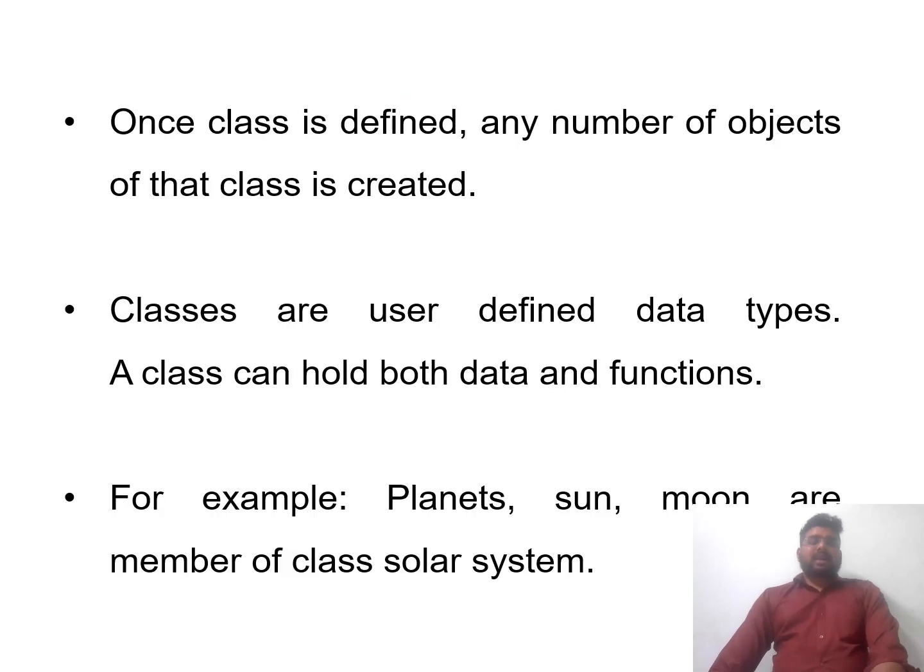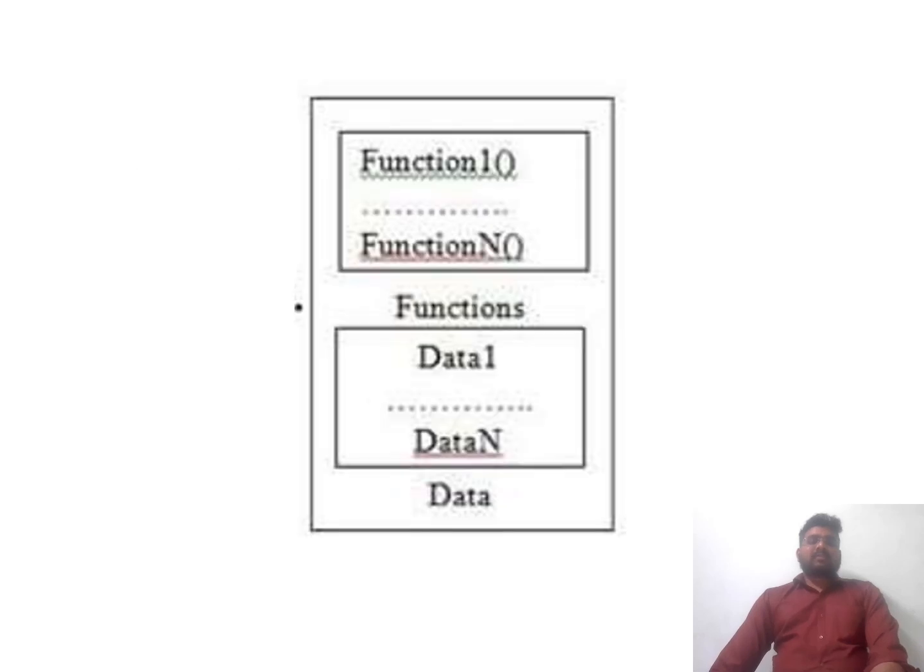Here the class is a user-defined data type that holds the data and functions. Here there is a list of various functions, from function 1 up to function n. Similarly, there is data 1 up to data n, which means the class contains the data members and member functions.